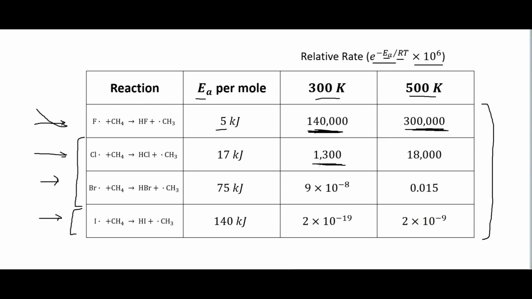We go down several orders of magnitude to this at 300 Kelvin. Then we go down many more orders of magnitude to the bromination. Then this is extremely small for the iodination. So it's on the order of 10 to the negative 19 here. Then at 500 Kelvin, we have 18,000 here. We go down several orders of magnitude to this 0.015, which would be like 1.5 times 10 to the negative 2 there. Then this is down to 10 to the negative 9 right there.